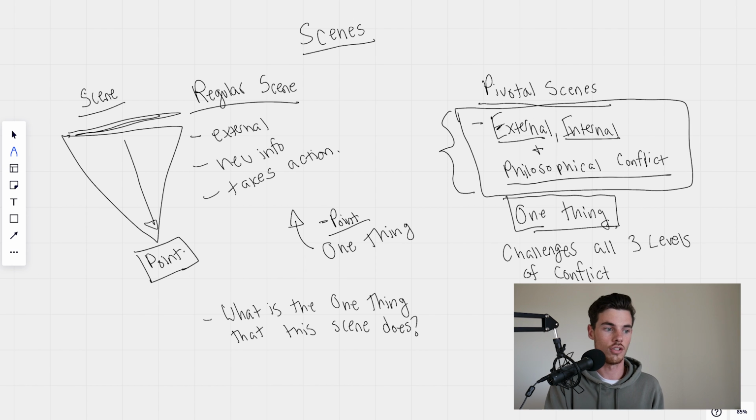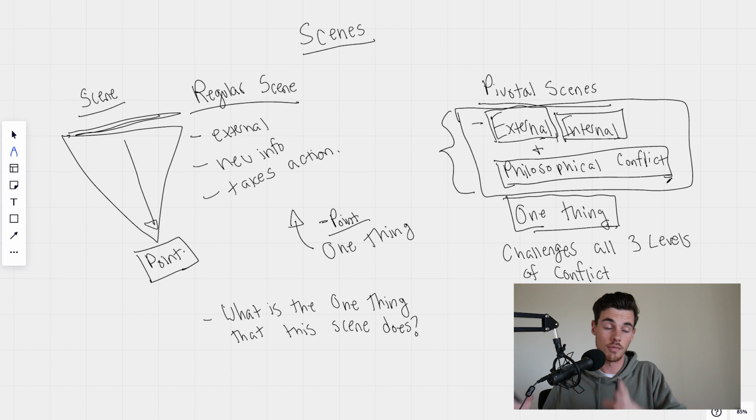A lot of your scenes will only handle your external. Some of your scenes will only handle your internal. Usually your scenes are not only handling your philosophical conflict, although sometimes you will have characters that are just arguing about specifically the philosophical conflict. But it needs to be about one of these things. Your scene has a point, and then your pivotal scenes will handle all 3. And so don't overcomplicate it any more than that, right?